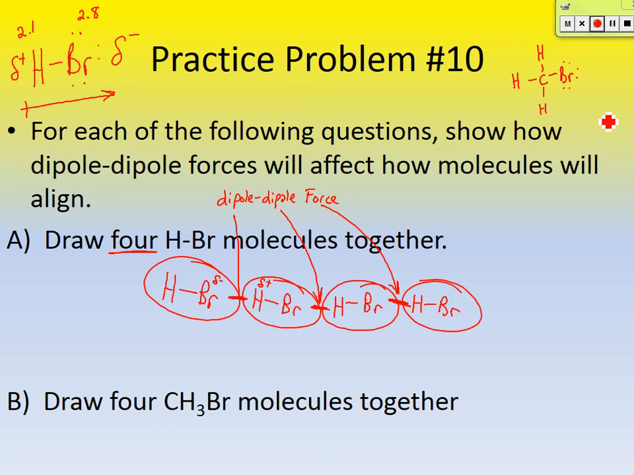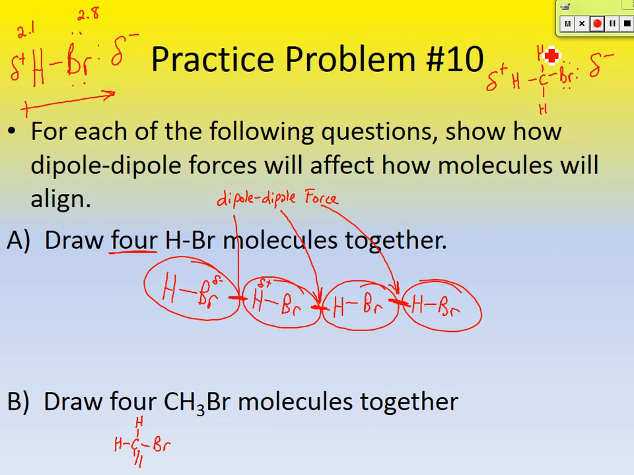Okay, let's see how you guys did with this one. I don't have a lot of space at the bottom of my board here, but let me see if I can fit it in. So if you draw the first one, let's see, it's not letting me draw that H. Anyway, there's an H on the bottom there, and then the bromine here. The bromine is going to be slightly negative. It has a higher electronegativity value, and so this hydrogen is going to be slightly positive.